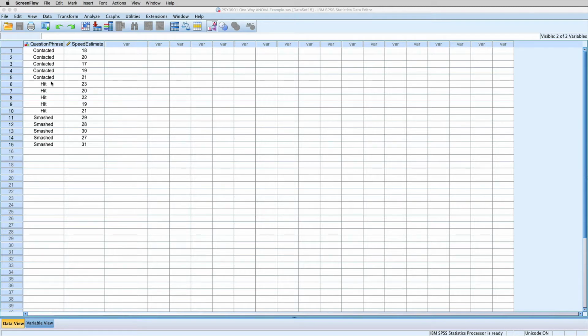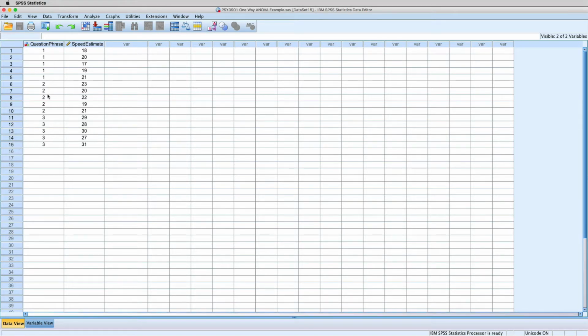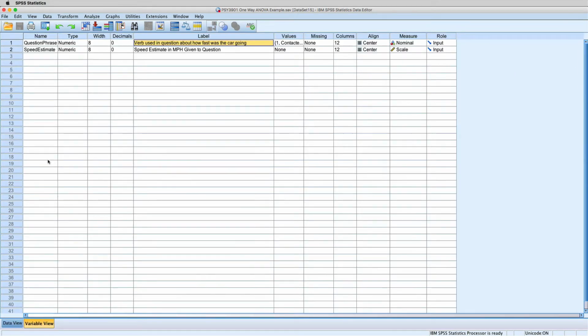So if we look at our data set here, we see that we have 15 participants. They were in one of 3 groups, depending on the question phrasing they were given, and each of them gave a speed estimate to that question. If we go ahead and move over to the variable view, we can see those two variables input here.